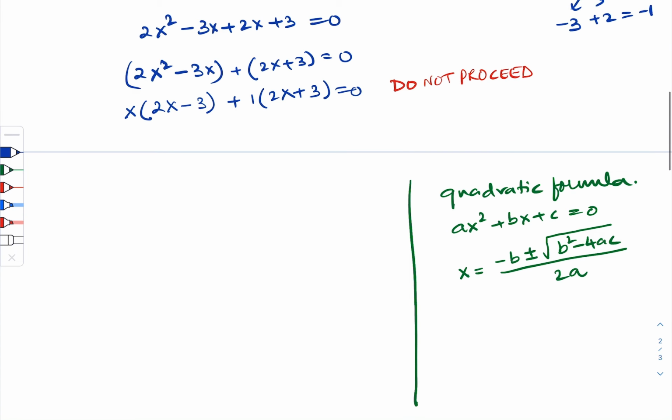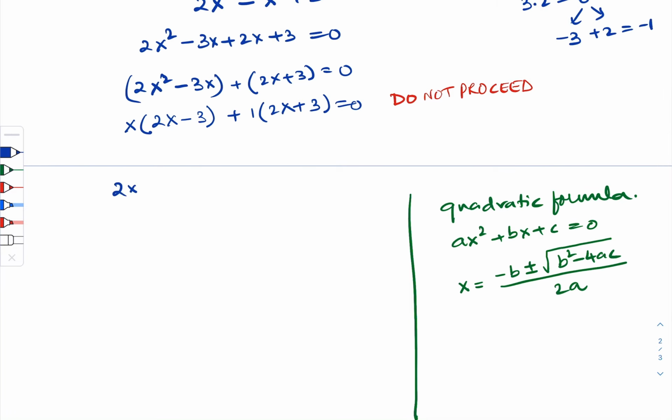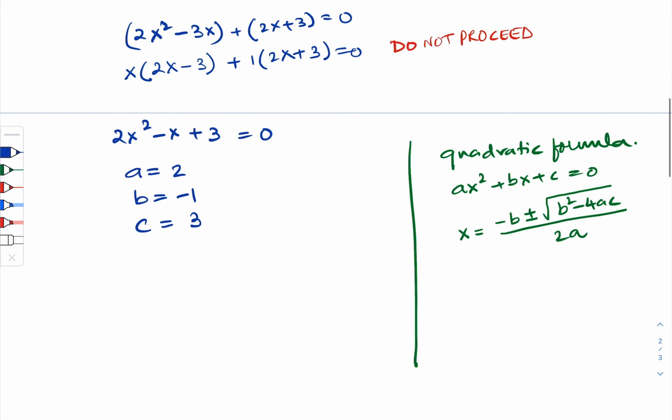So the expression given to you is 2x squared minus x plus 3, right, is equal to 0. Okay, so the a is equal to 2, the b is equal to -1, and the c is equal to 3. So let's go ahead and plug that into the quadratic formula. So we write x is equal to minus of -1, which is the b, plus minus square root of b squared, which is -1 squared, minus 4 times 2 times 3.